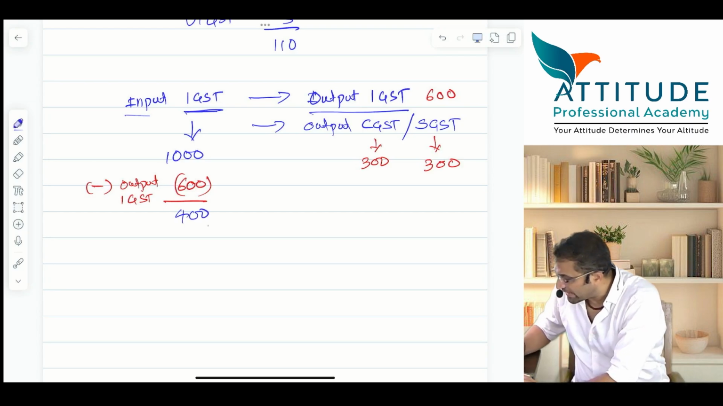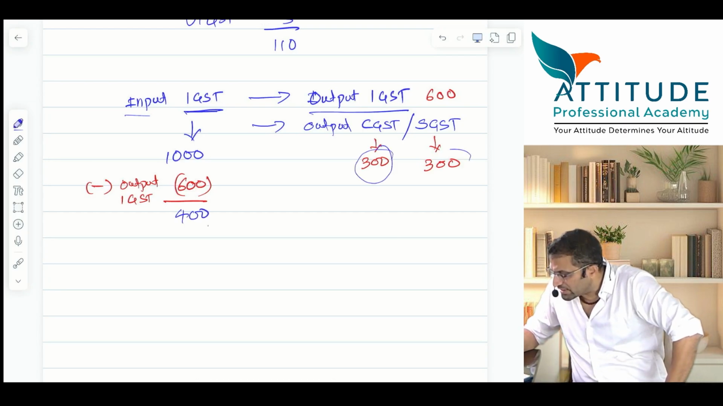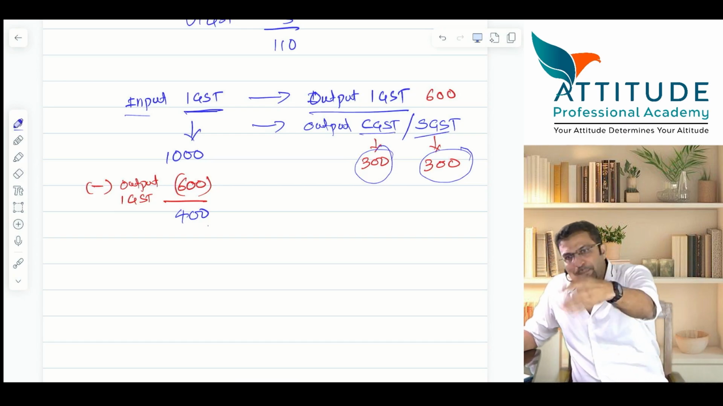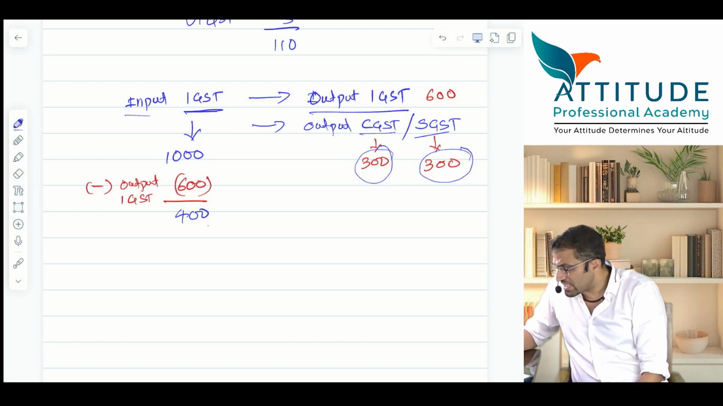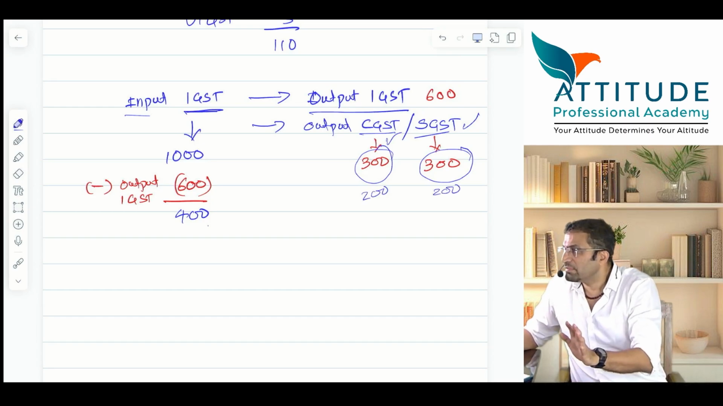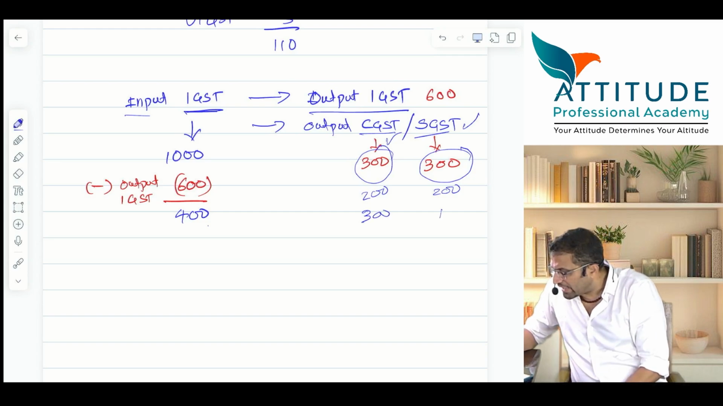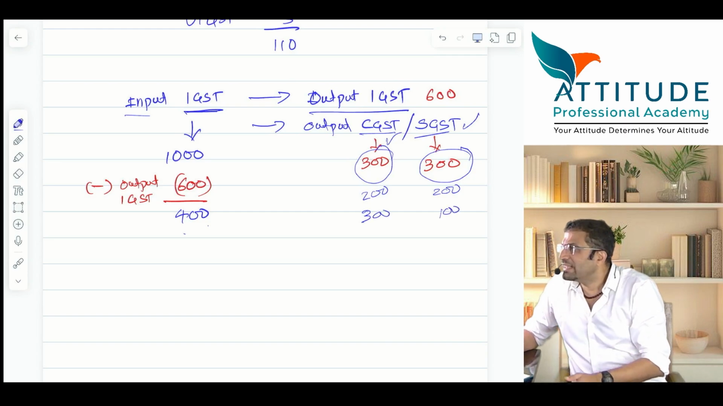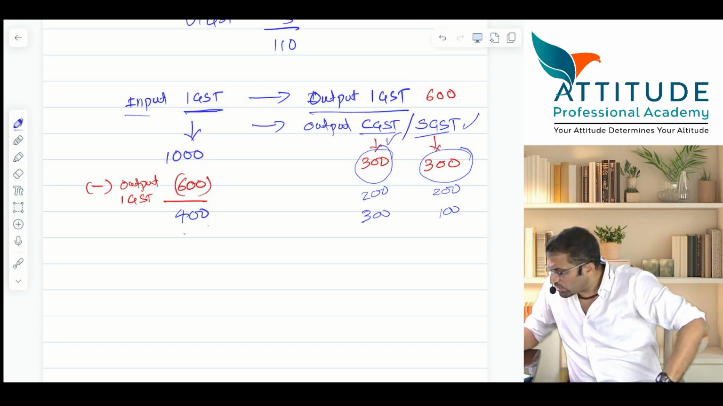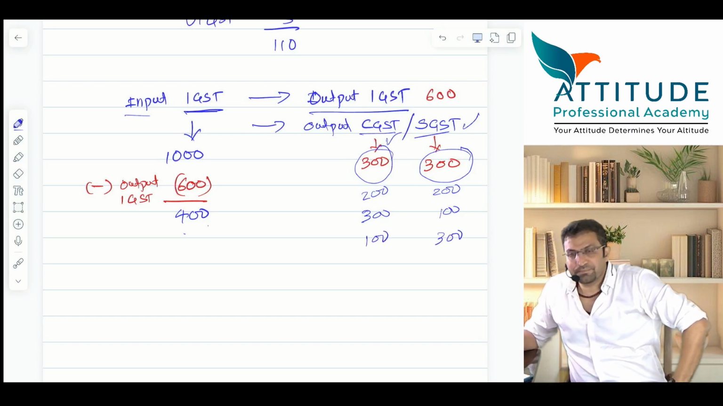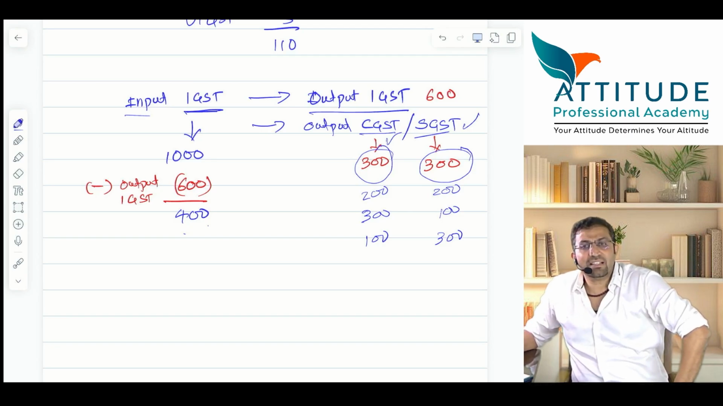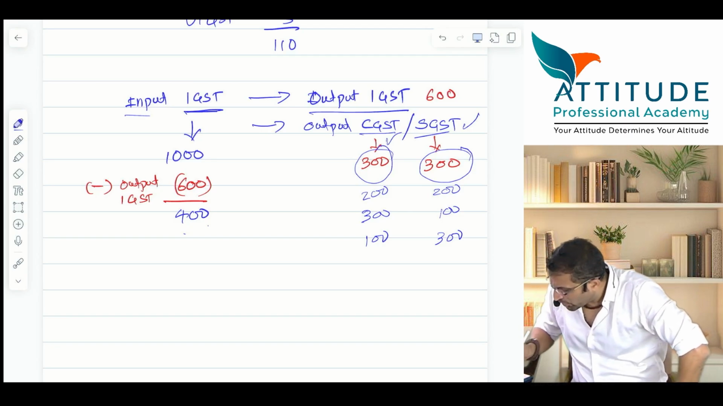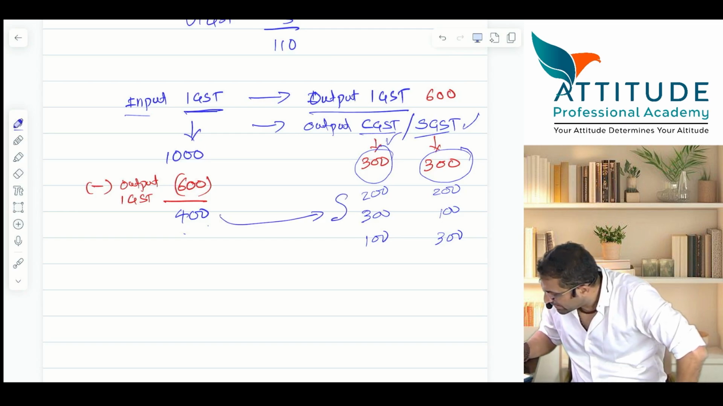Now tell me, this 400, can it be set off against this 300 first or this 300, CGST or SGST? No, any proportion you can adjust against SGST also. As well as, Sir, I want to do half, 200 here and 200 here, will it work? Sir, no, Sir, I want to apply 300 here and 100 here, will it work? Because only 400 is left. Yes, understood. Any proportion you can adjust. Is that clear? So this 400 can be applied in these ways.